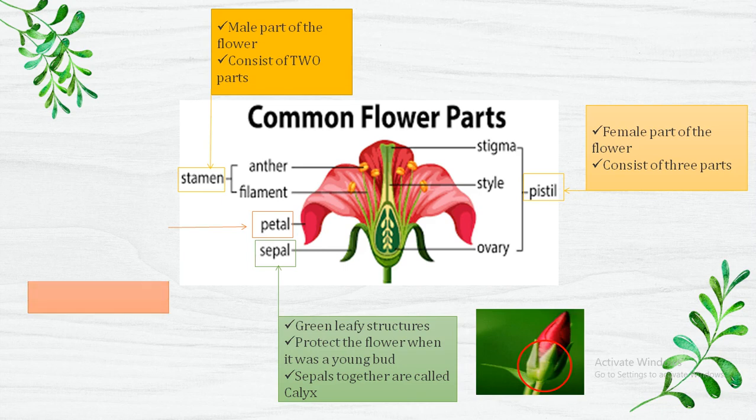The next part is petals. It is the most beautiful and brightly colored part of the flower, because petals can be of different colors. This is the main part that plays a very important role in attracting insects to the flower.